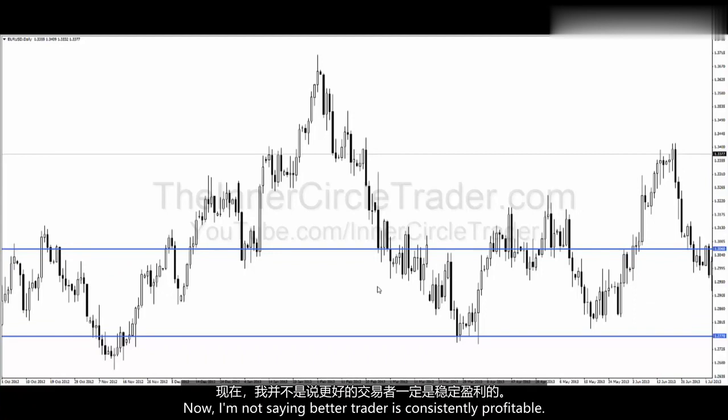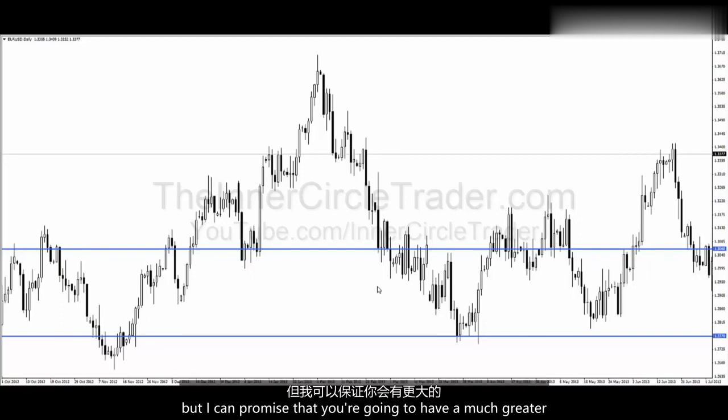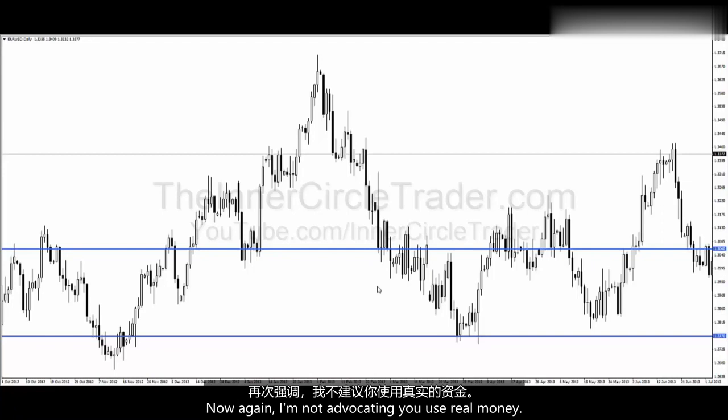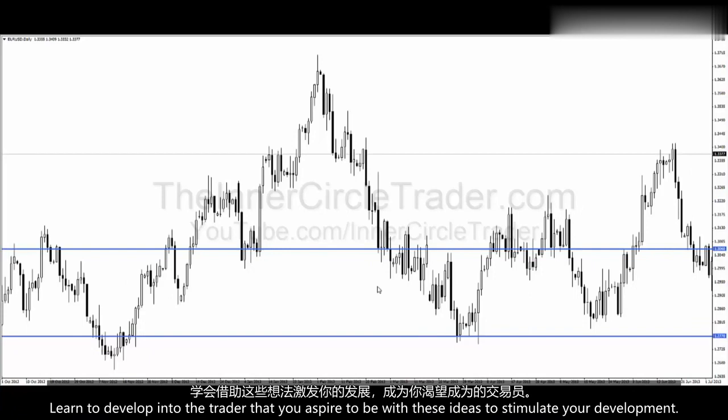Now, I'm not saying better trader is consistently profitable. That's nothing that I can promise. But I can promise that you're going to have a much greater grasp on what price action is doing. So then you can start applying some concepts, even from your own repertoire or your toolbox, that will assist you in making trade decisions. Now, again, I'm not advocating you use real money. Learn to develop into the trader that you aspire to be with these ideas to stimulate your development.